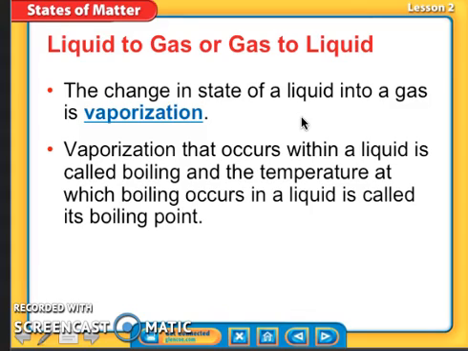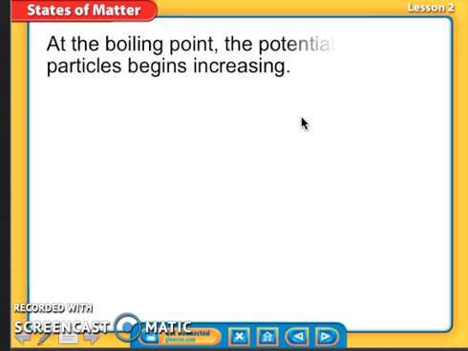Okay? So water boils at 100 degrees Celsius. I believe it's 212 Fahrenheit. So that's one of the forms of vaporization, when you're going from a liquid into a gas. Now there's two ways to do this. Again, you can boil stuff.